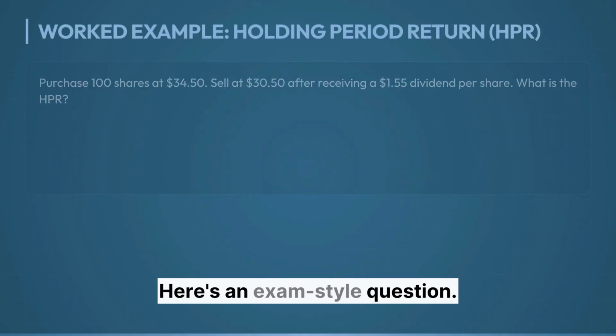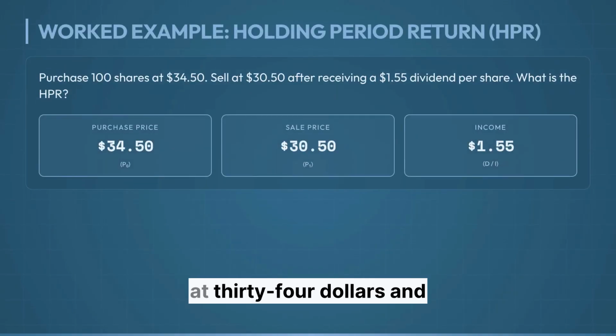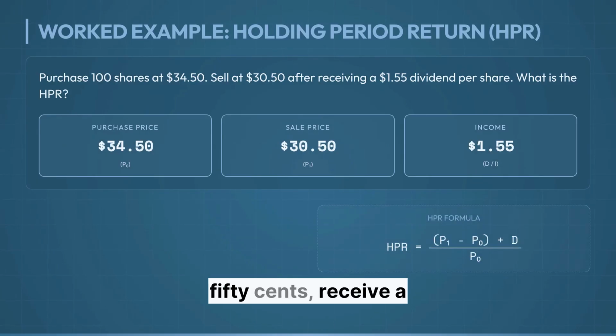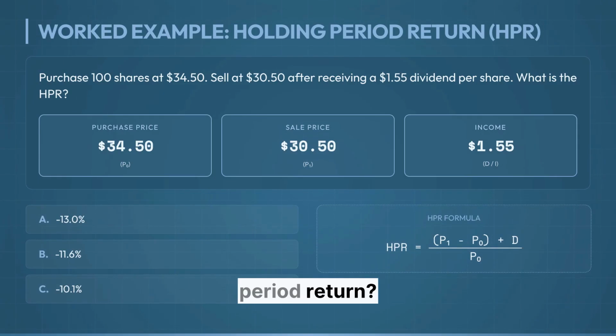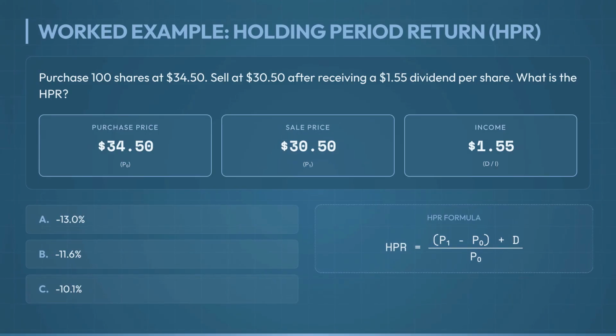Here's an exam-style question. You purchase a stock at $34.50, receive a dividend of $1.55, and then sell it for $30.50. What is your holding period return? Take a moment to think about which formula applies here.